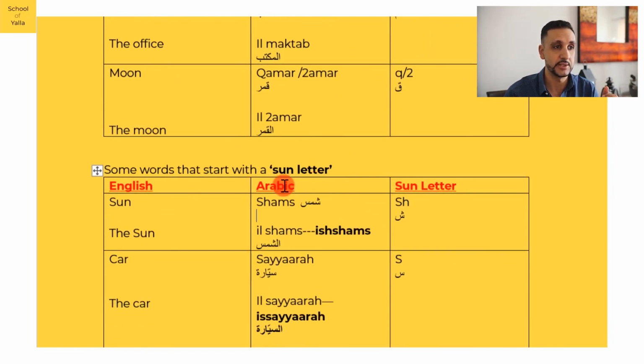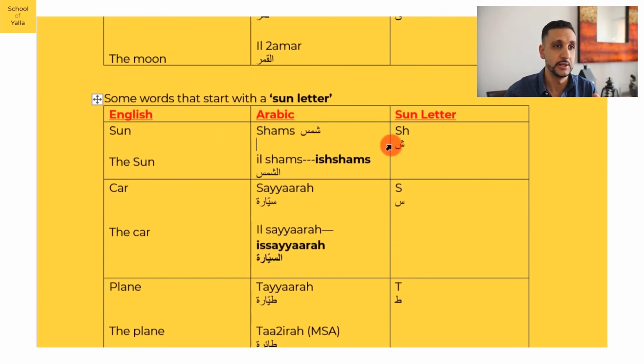And then when we look at sun letters, the word for sun, shams, and then the sun is shams. The sun letter here, obviously the sheen, so the sh sound. Then to say car, you say sayyara. To say the car, I'm saying is-sayyara, okay? The sun letter here being the seen. We'll call this letter, the S, letter seen, harf seen, which is S.